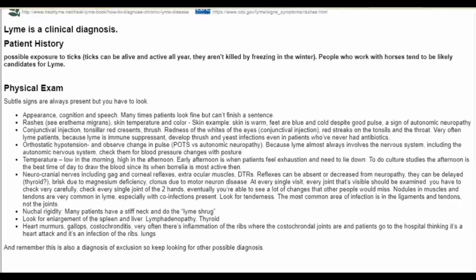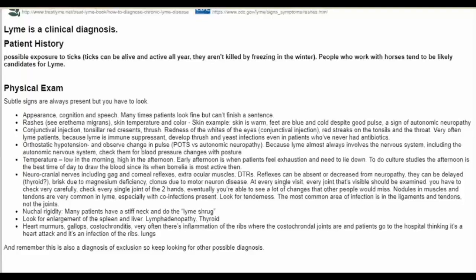Then you check for temperature. So the temperature tends to be low in the morning, high in the afternoon. Early afternoon, folks feel exhausted and need to lie down. The best time to do a culture study is in the afternoon, and it's also the best time of day to draw the blood. So if you're going to go get a blood test, try to get it in the afternoon, because the Borrelia is most active then. Then, neurologically, the neurocranial nerves, including certain reflexes like the gag and corneal reflexes.